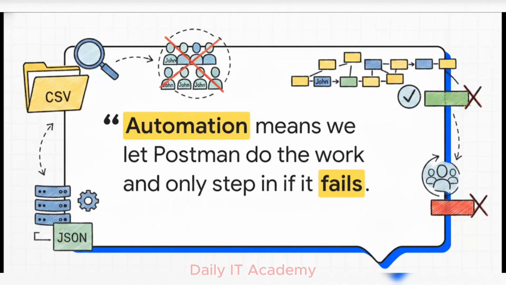And it gets even better when we start feeding different data from CSV or JSON files to run data-driven tests at scale. Instead of testing the customer name John over and over, you can use a variable to test 100 unique names from a file completely automatically, without lifting a single finger.